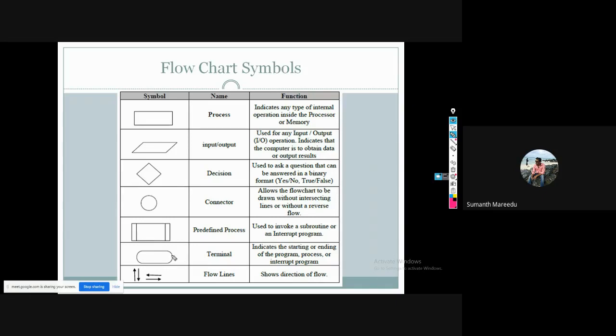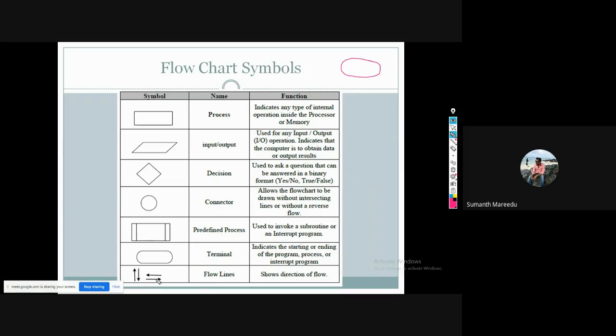And one more symbol we have here is a terminal, which indicates the starting and ending of the program. The starting and ending of the program is represented with this. This is a round edged rectangle, or you can also use a symbol oval. You can use an oval, or you can use a round edged rectangle, not a normal rectangle. A round edged rectangle can be used for representing start and end of the process. You can use anything.